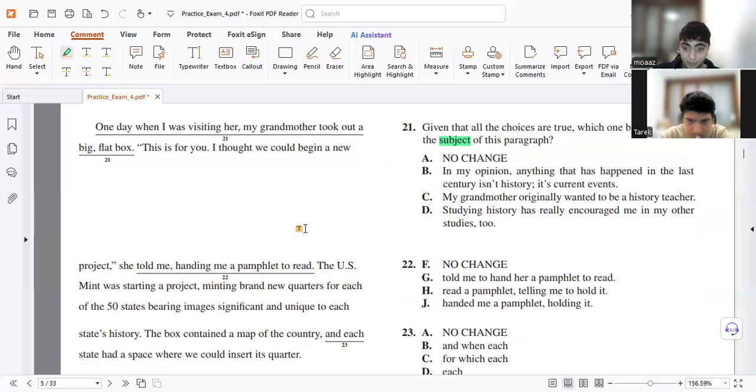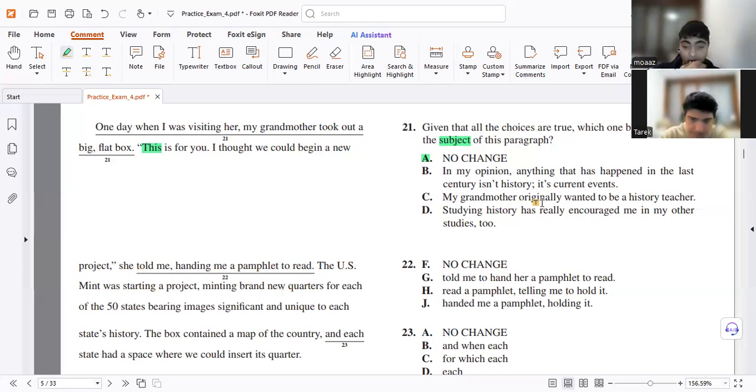Took out a big fat box. C. So why not to be A? He said you took out a flat box and she said this is for you. I thought we could begin a new project. She told me, handing me a pamphlet to read. From the box, the US Mint was starting a project minting brand new quarters for each. So you said it's here for C.